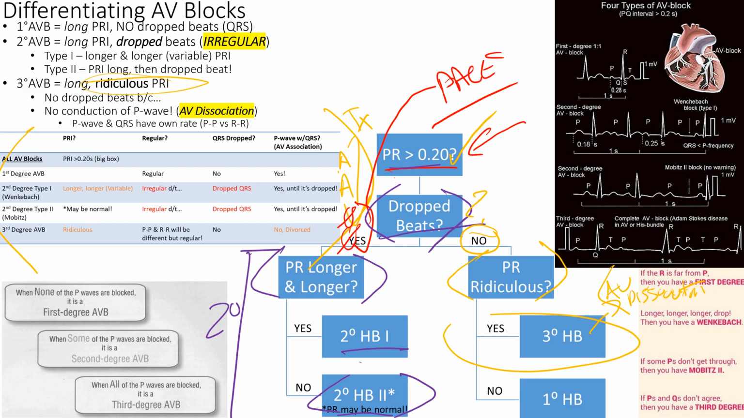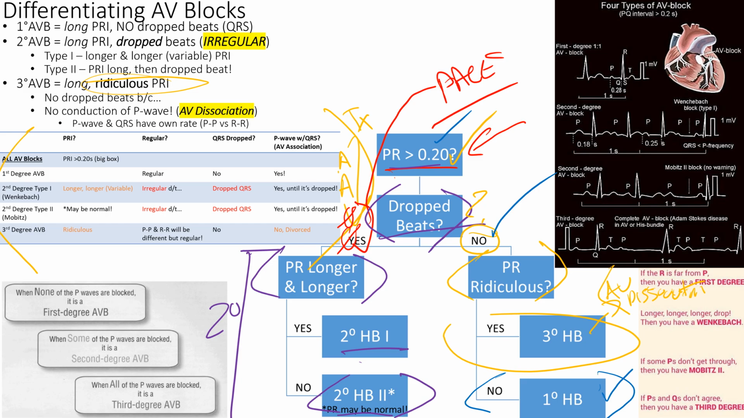If you look at them, and we'll do some practice here, you're going to see that they are extremely long. It's like, what the heck? Why is the PR interval 0.62, right? So if it's not ridiculous, then it's a first degree AV block, right? That means I had a PR interval that's prolonged, I had no dropped beats, and I have a PR interval that's not ridiculous, right? A PR interval that's 0.26, right?